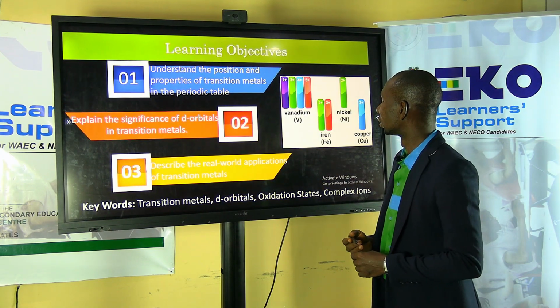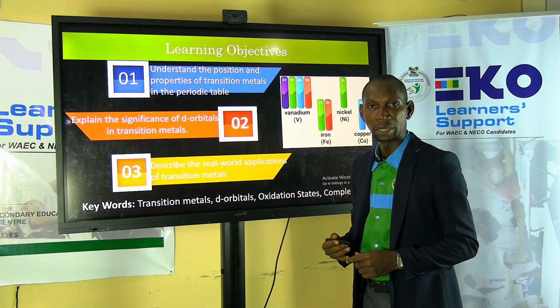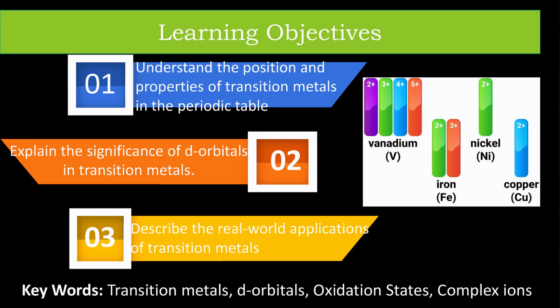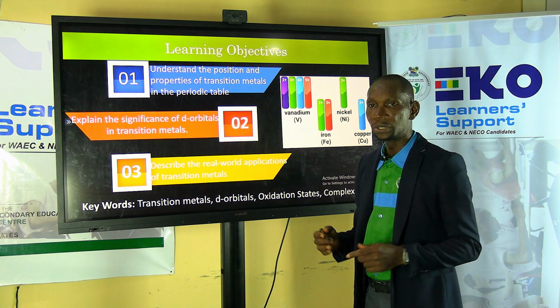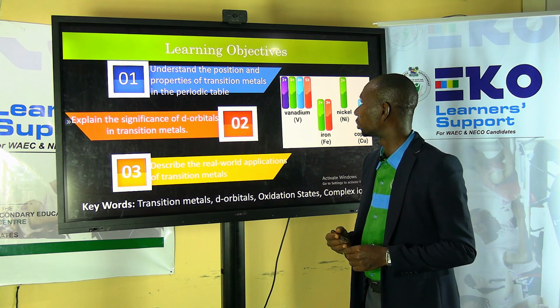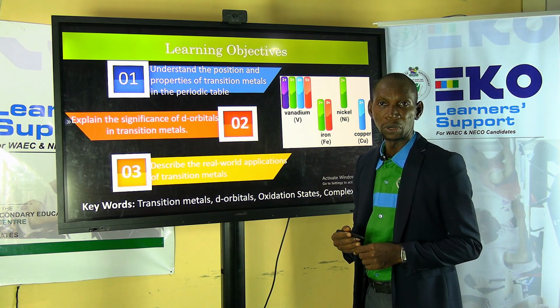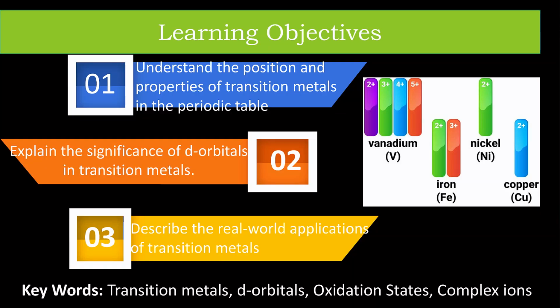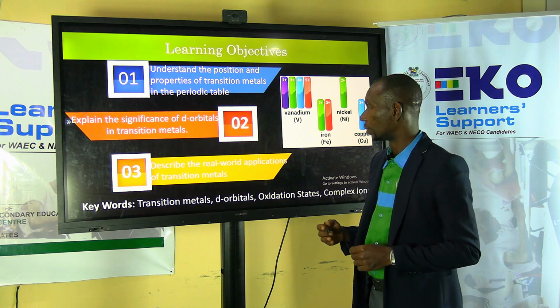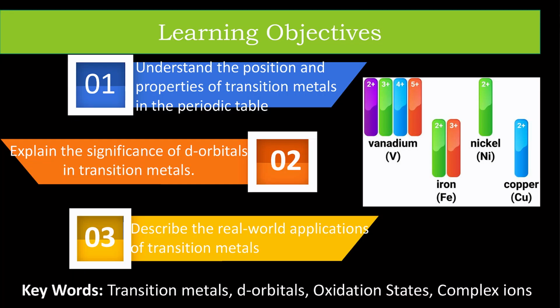We've set these learning objectives to guide us. 1. At the end of this lesson, you should be able to understand the position and properties of transition metals in the periodic table. 2. You should be able to explain the significance of d orbitals in transition metals. And lastly, you should be able to describe the real-world application of some of these transition metals.